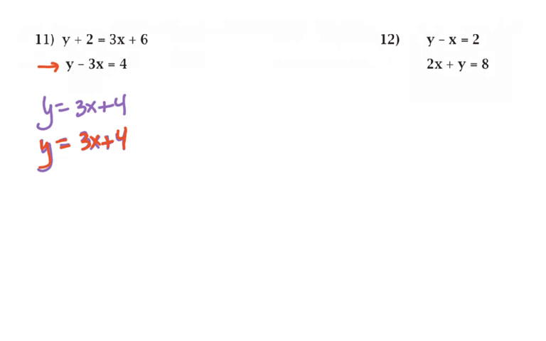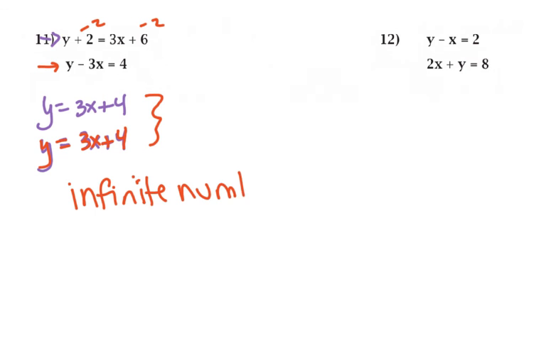For number 11, I solved the first one by subtracting 2 from both sides, and I got what was in purple right there. And then on the other equation, I added 3x to both sides, and so that's what's in red, and I ended up with exactly the same equation. So I can continue on, but if they're exactly the same equation, that means that when I graph them, they're going to be exactly the same line, which means that they're going to have an infinite number of solutions. And so that's all I need to do.